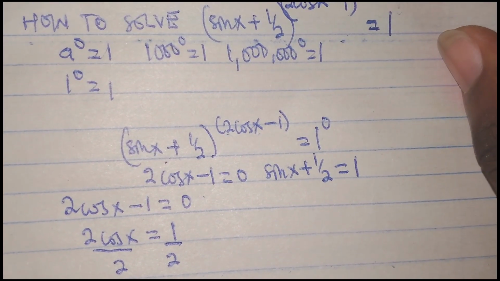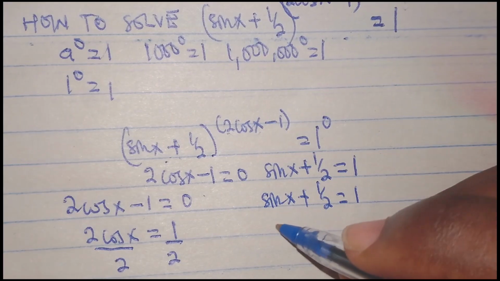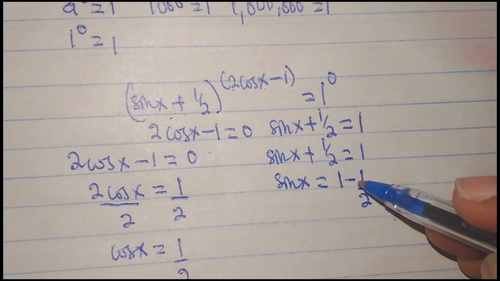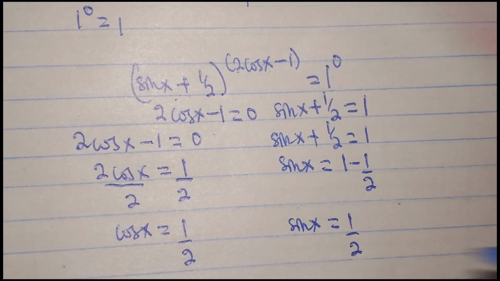Now, looking at sin x + 1/2 is equal to 1, we make sin x the subject. So sin x is equal to 1 minus 1/2. You know that 1 minus a half is the same as a half. So we also have that sin x is equal to 1/2.